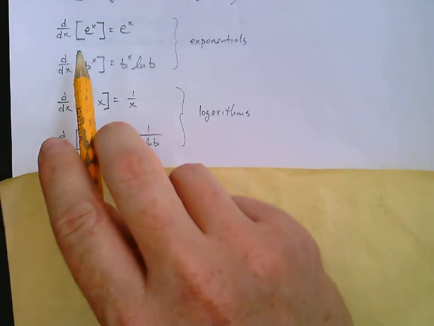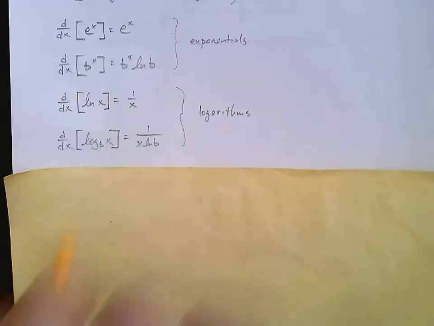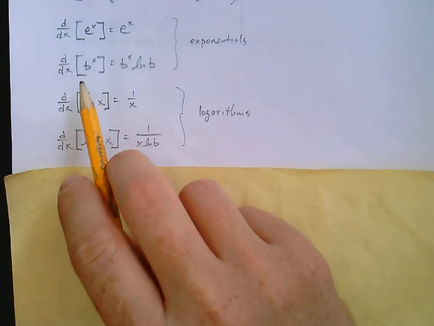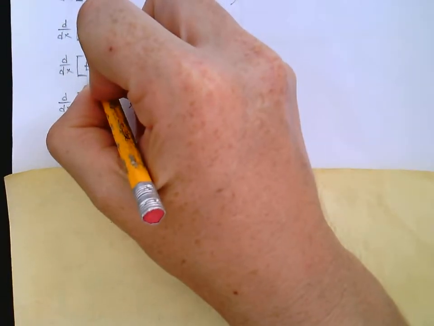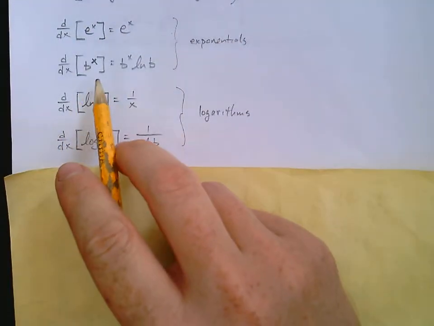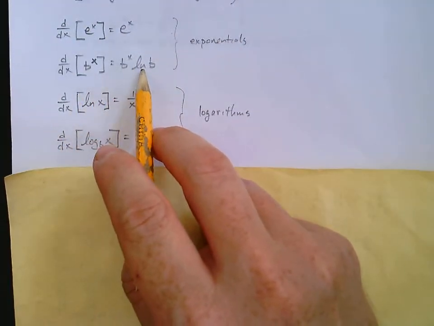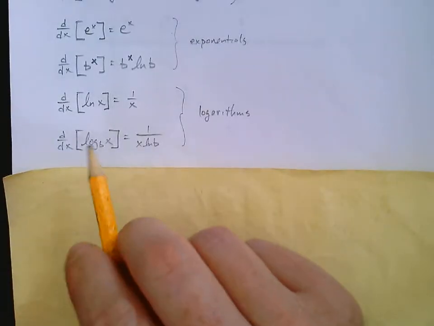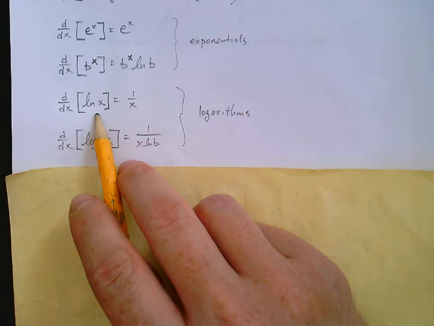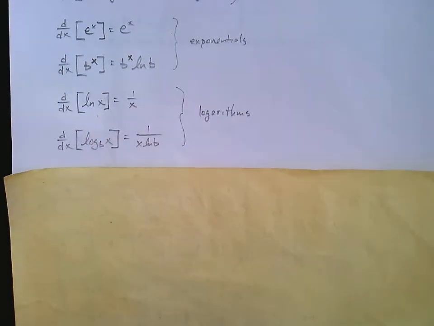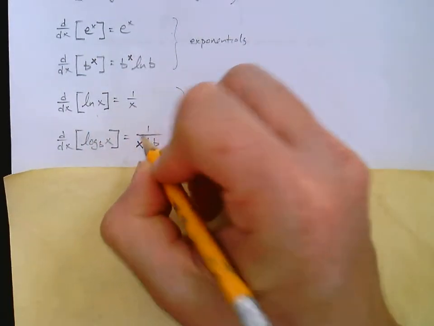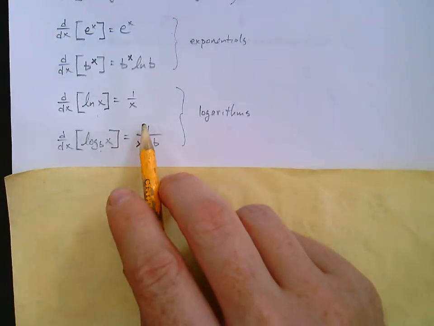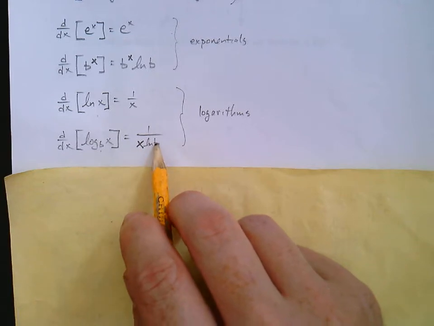So we learned the derivative of e to the x is simply itself, e to the x. The more general exponential is b, any base, raised to the x. And it turns out that derivative is b to the x times the natural log of b. We learned the derivative of natural log of x is 1 over x. It's kind of a peculiar one. And then any other log with base b, its derivative is 1 over x natural log of b, like that.